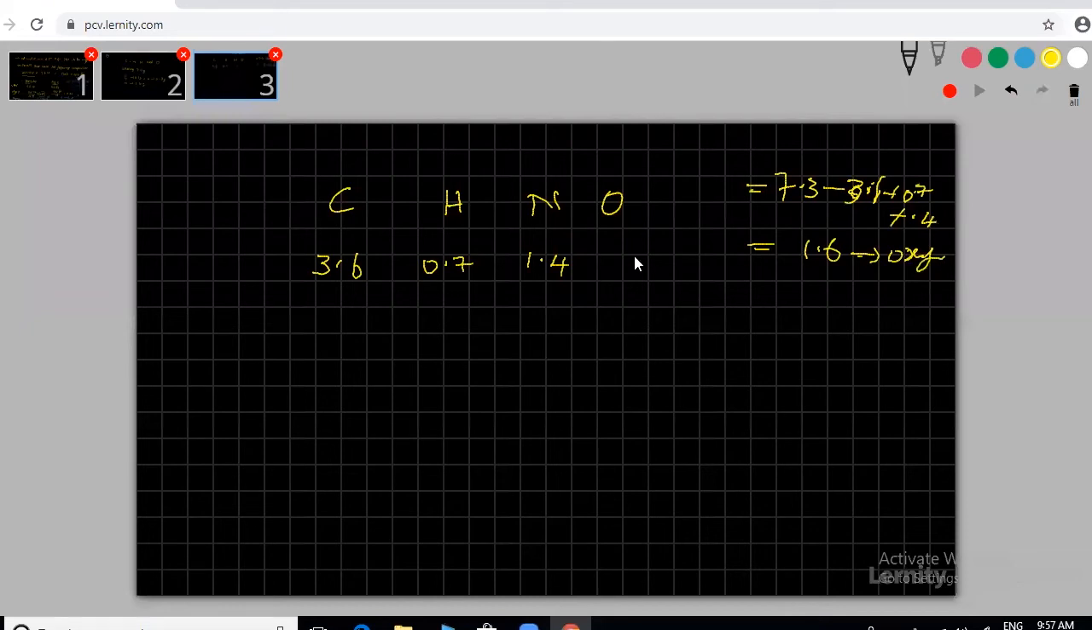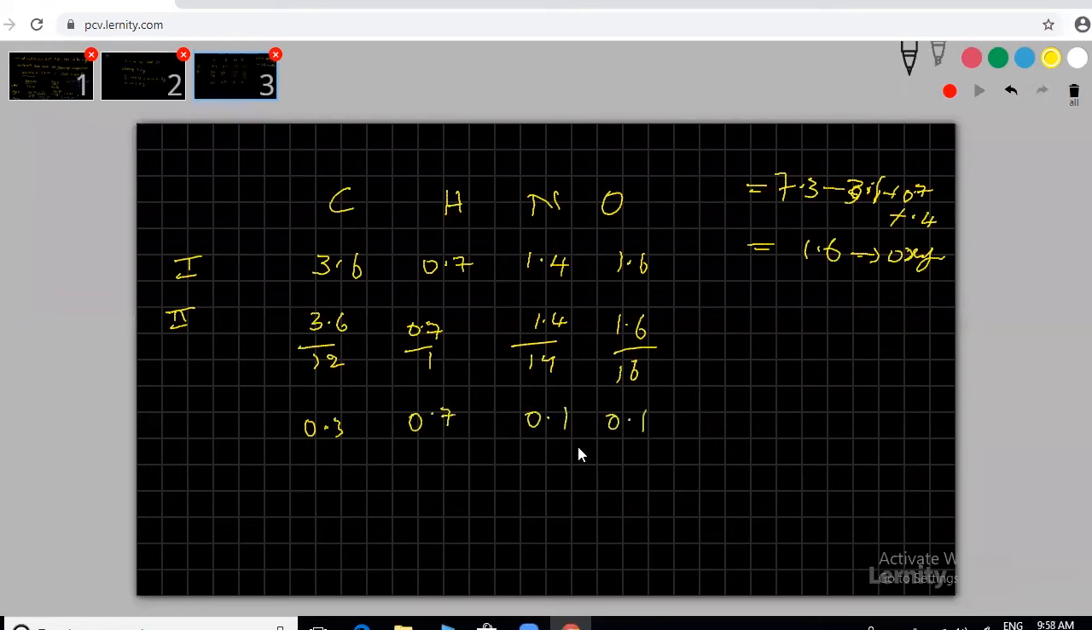Now oxygen got 1.6. Then this is step 1. And step 2, you have to divide with atomic mass: 3.6 by 12, 0.7 by 1, 1.4 by 14, 1.6 by 16. Now what values are you getting here? First one how much? 0.3. Then 0.7, 0.1, 0.1. What is the simplest number here?